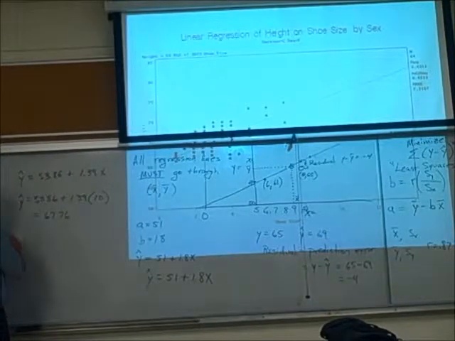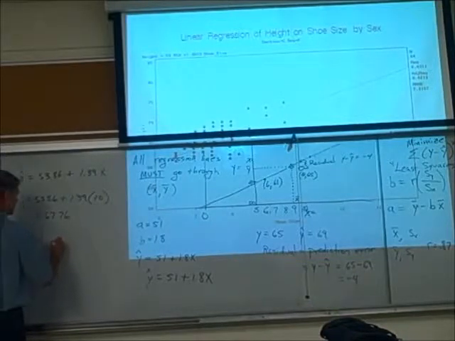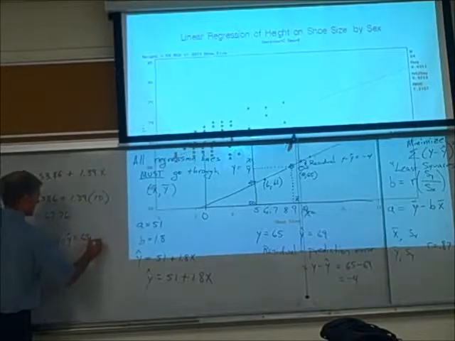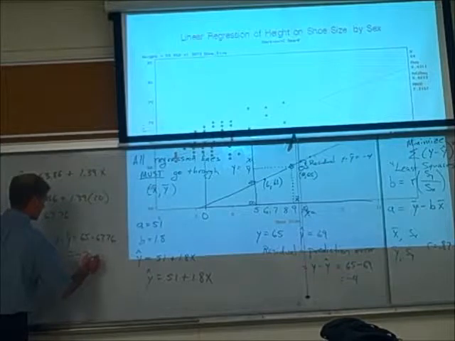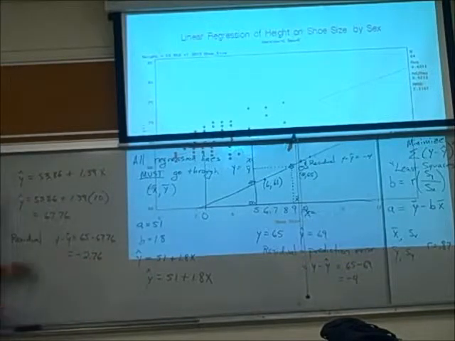So the residual is y minus y hat, 65 minus 67.76, which is negative 2.76. There's the residual for that one. So it overestimated her height by 2 3/4 inches. Okay?